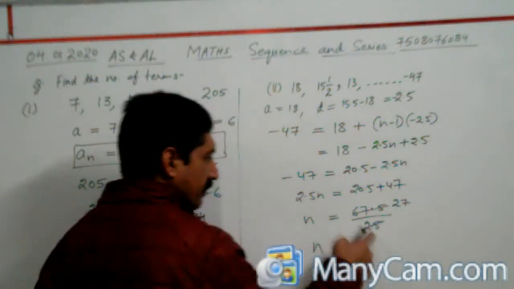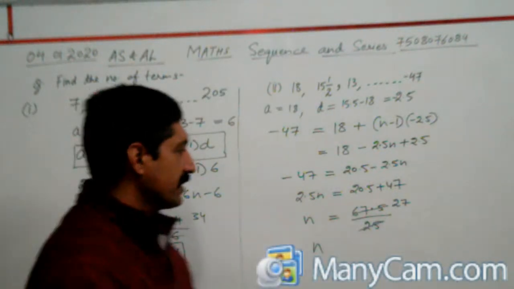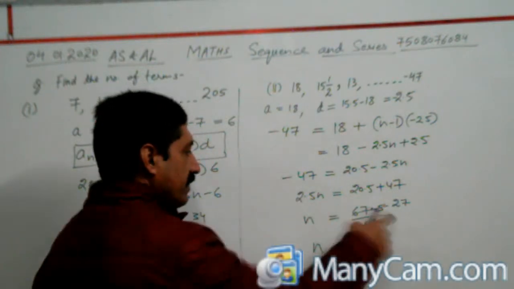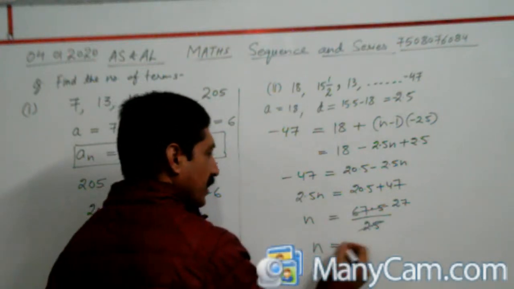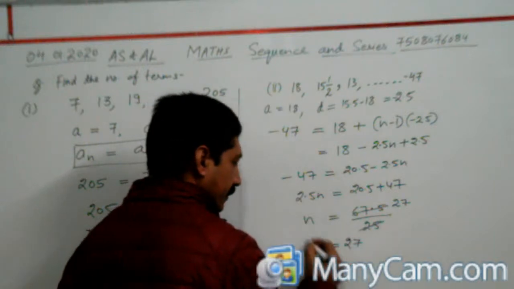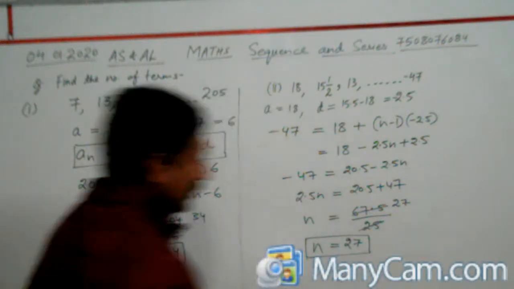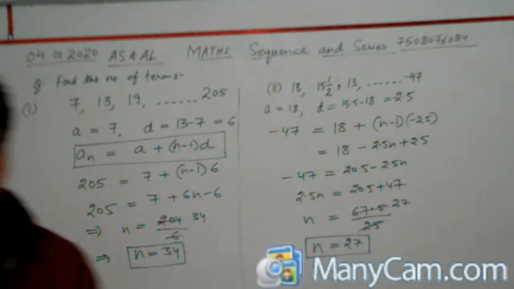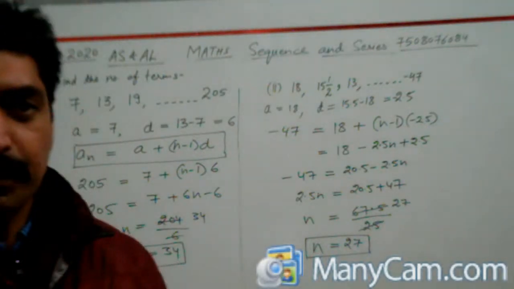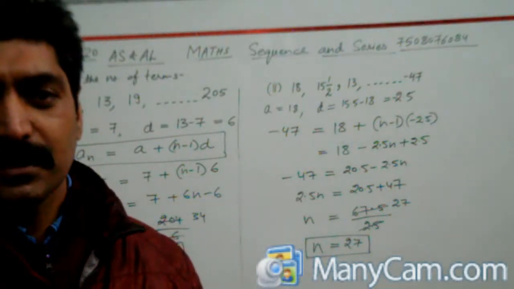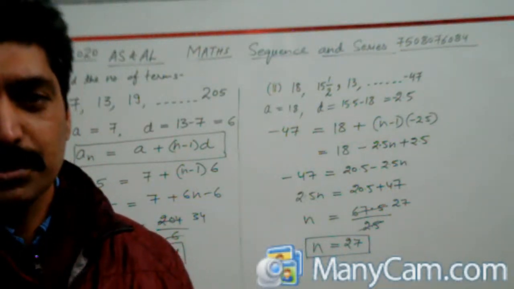That is 27. 25 2s are 15, 17 1 75, and 7. So n is equal to 27 here. What is the value of n? That is 27 here. So next question, I hope the question is clear to you. People also can participate. You can solve these questions.